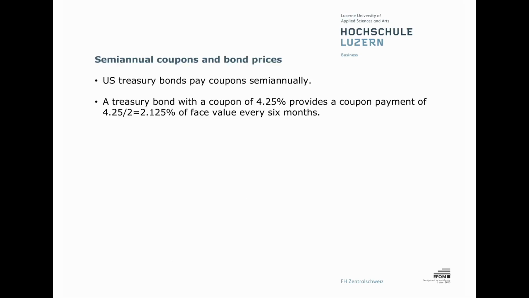Now let's have a look at bonds that pay coupons at a higher frequency. An example of such bonds are US Treasuries, which pay coupons semi-annually. If we assume a coupon rate of 4.25%, it follows that the bond provides a coupon payment of 2.125% of its face value every 6 months.